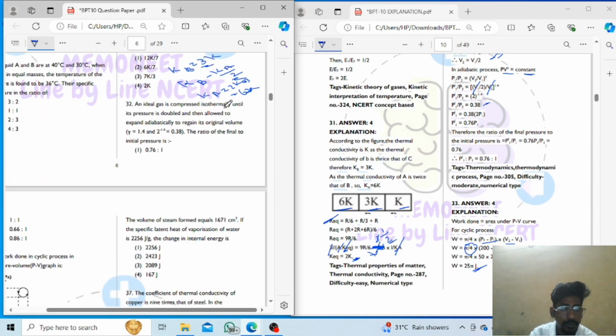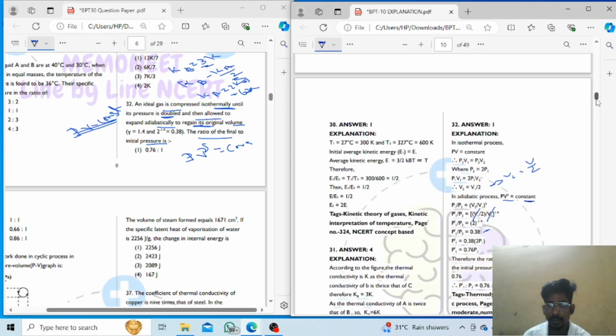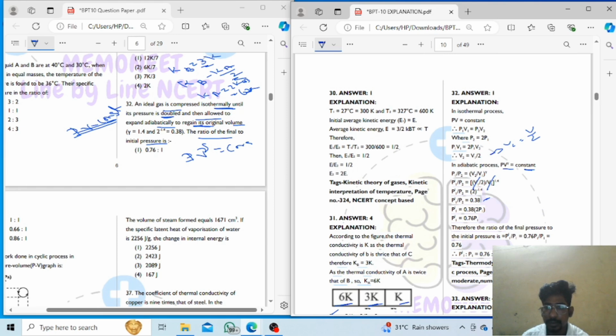Question number 32. An ideal gas is compressed isothermally, then allowed to expand adiabatically to regain its original volume. Isothermal process means PV equals constant, which we discussed in previous questions. Adiabatic means PV to the power gamma equals constant. We need the ratio of final to initial pressure. In the first case the pressure is doubled, so the volume will be halved, because P and V are inversely proportional. So V becomes V by 2.